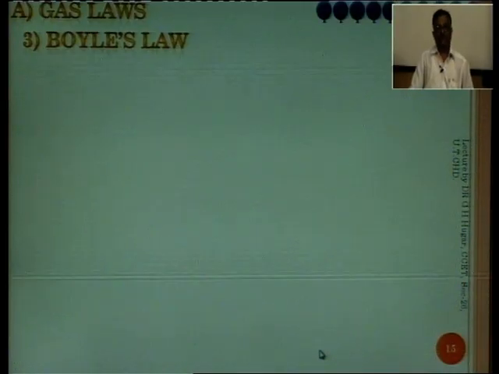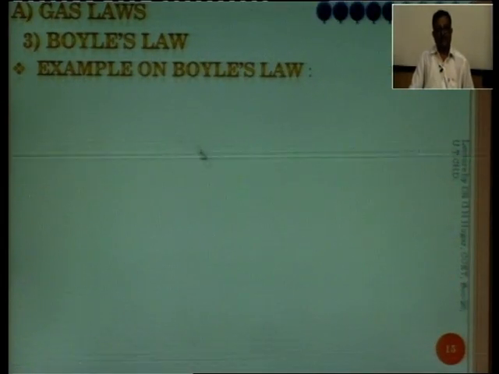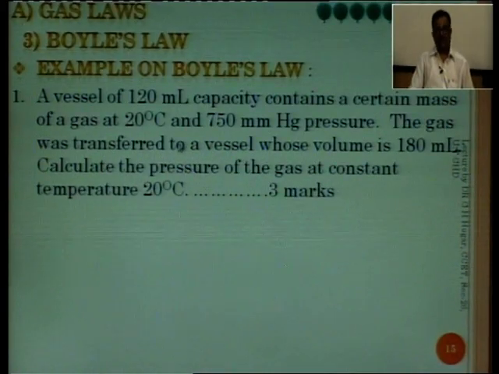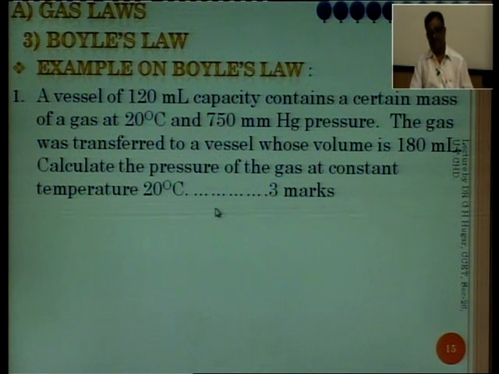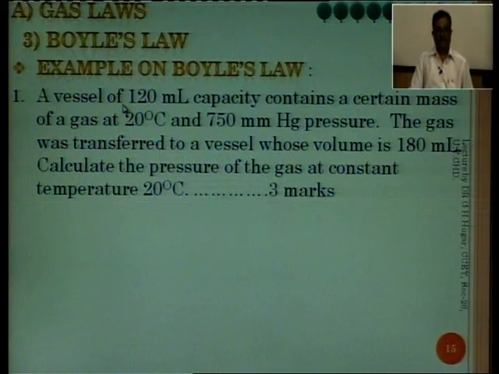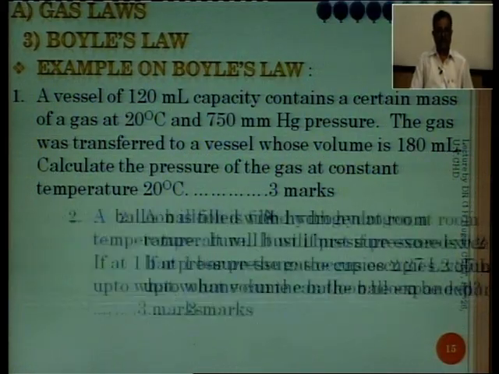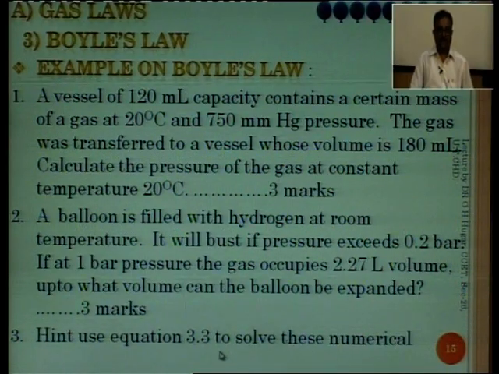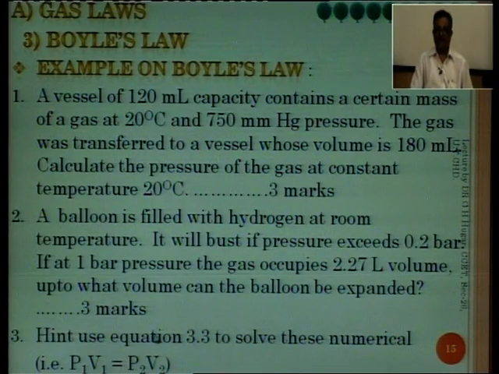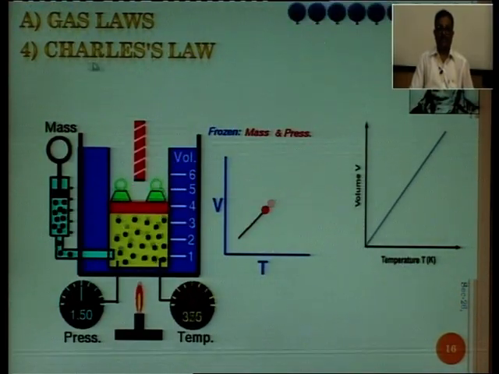Next, some examples. Of course, numerical examples are not directly asked in the examination for first semester students, but anyway these are helpful for the studies. You can solve these numerical problems, which are easy. I have given them here, and you can use P1V1 equals P2V2, which is one form of Boyle's law, to solve such simple problems on Boyle's law.